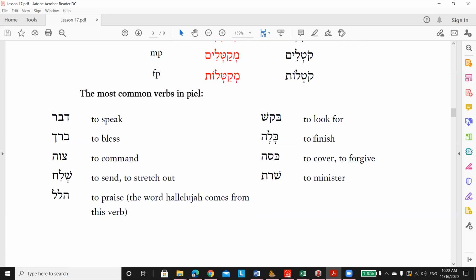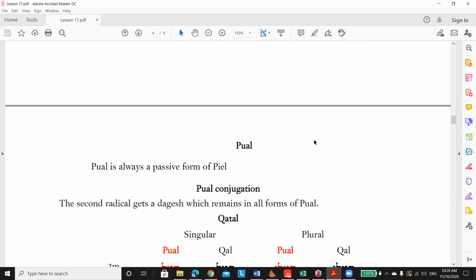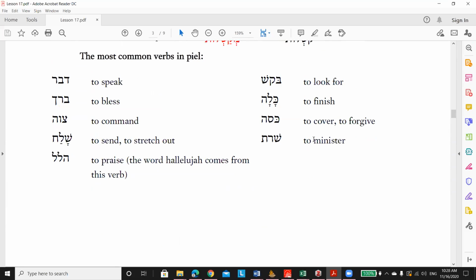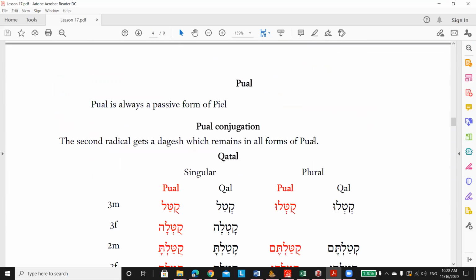To minister. These are the most common verbs that occur in Piel, but of course there are many others, and we will see them a little bit later. So, do you have any questions about the Piel conjugation? Okay, no. So we can go further. Now we will go to Pual.